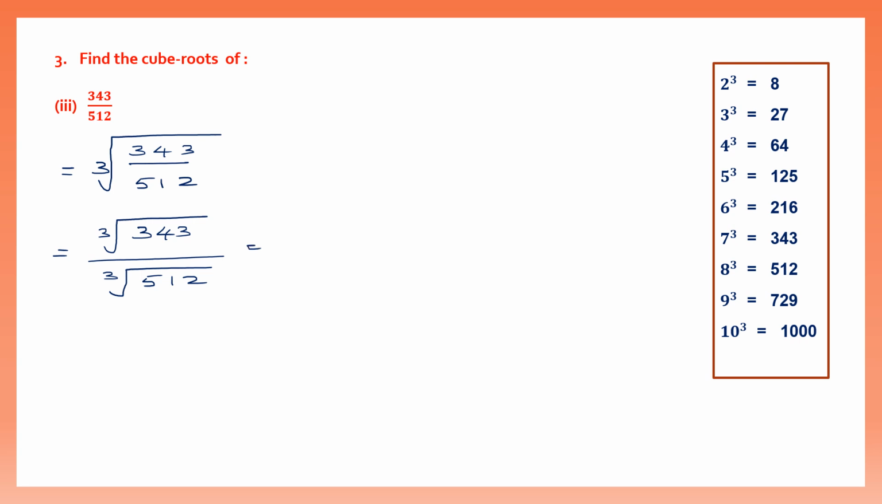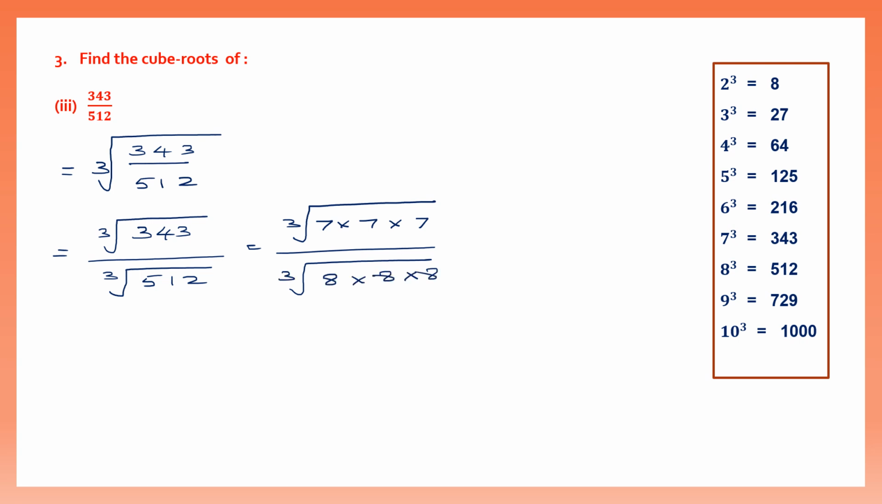So this is equal to, now the cube root of 343 is 7. That means we multiply 7 3 times. Now let's look at 512. 512 is here and the cube root is 8. So we multiply 8 3 times to get 512.